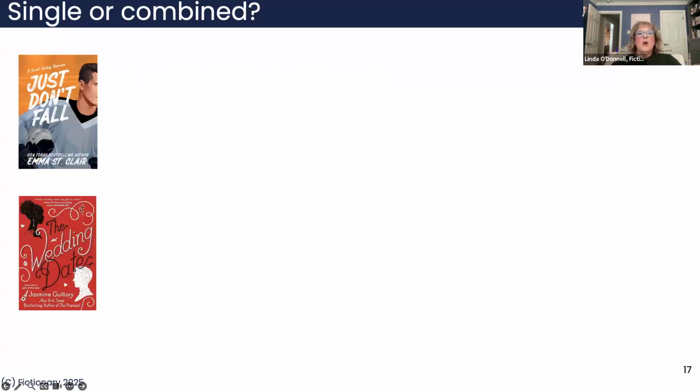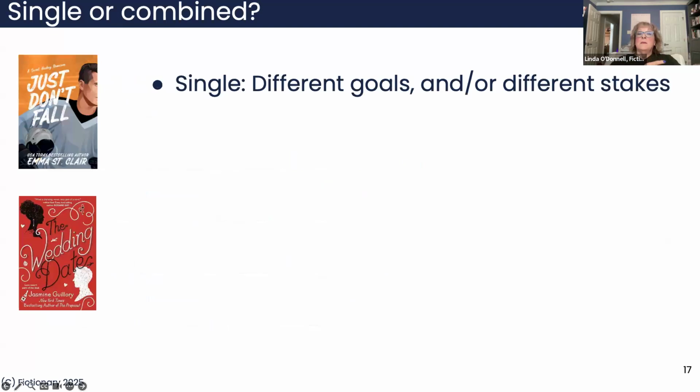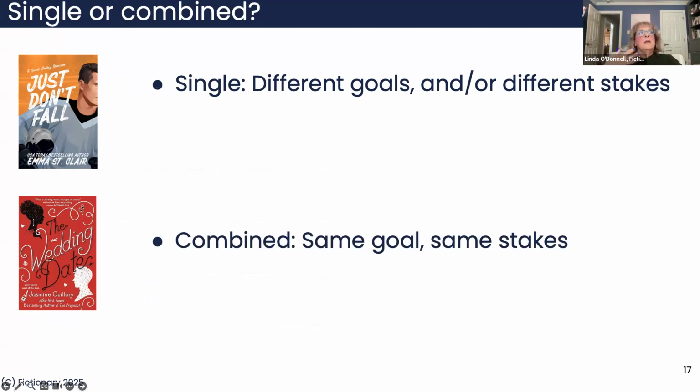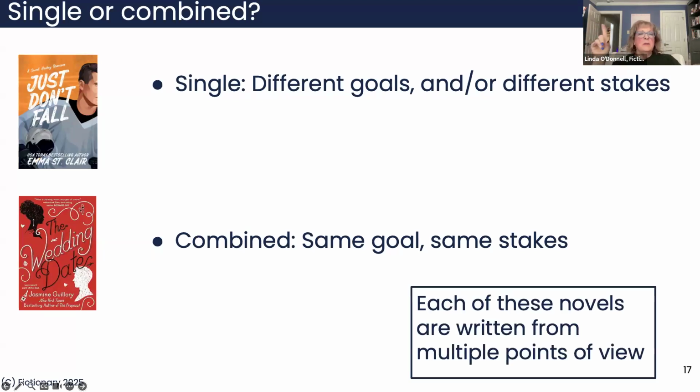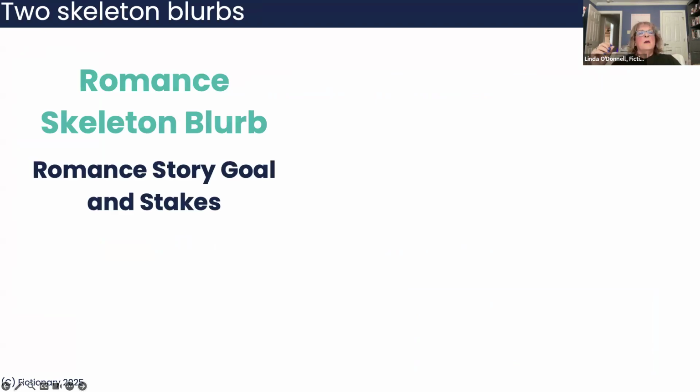But remember, even though we've got a single protagonist in Just Don't Fall, which is Parker, we still get scenes that we will see from Logan's perspective. And with the combined protagonist in The Wedding Date, we see scenes from both Alexa and Drew's perspective. So you can do that strategy. I think I mentioned, yes, they're both written from multiple points of view, and if that's what works for you, great. I'm going to talk a little bit about why you might choose one or the other.